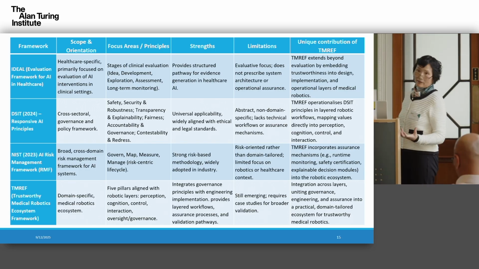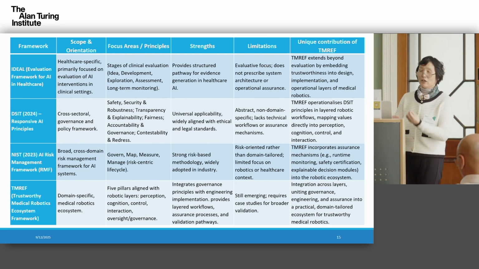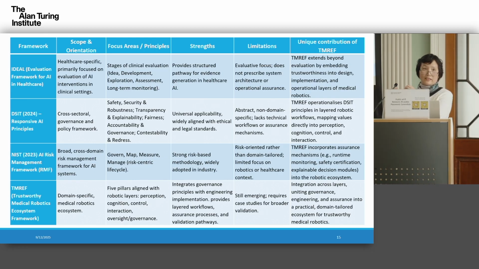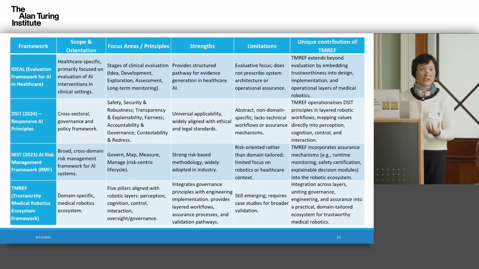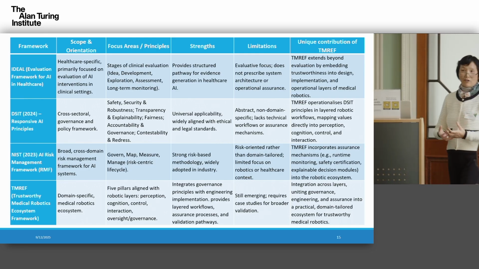So our framework is an integration of the five pillars and particularly highlights how we embed all of these properties into the system, giving guidance for engineers to implement this system. So this is our novelty here.